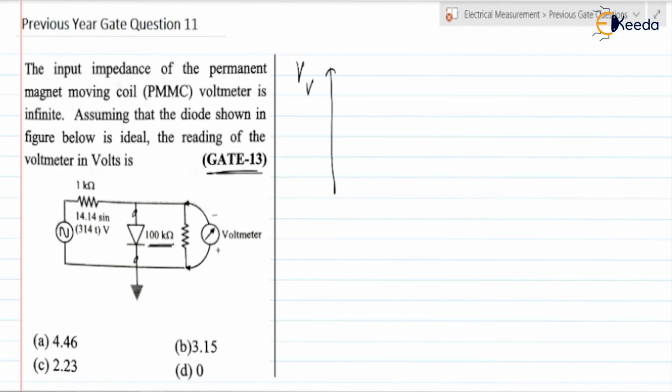VV is nothing but the voltage across the voltmeter. So we can draw it as 0. Suppose this is the time t, or you can write it as omega t also. From 0 to pi it is 0, and from pi to 2 pi it is having some non-zero cycle, so it will be like this.